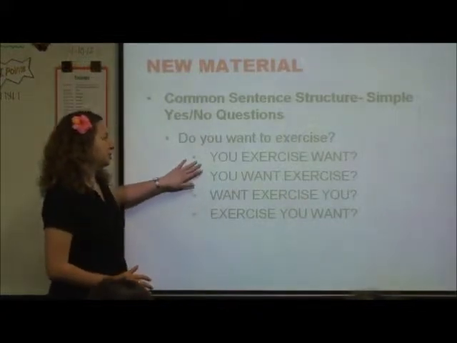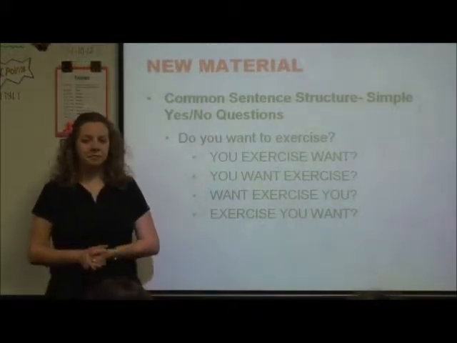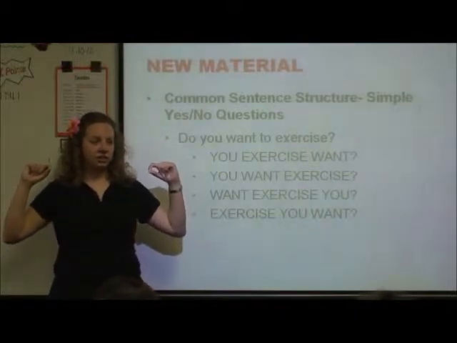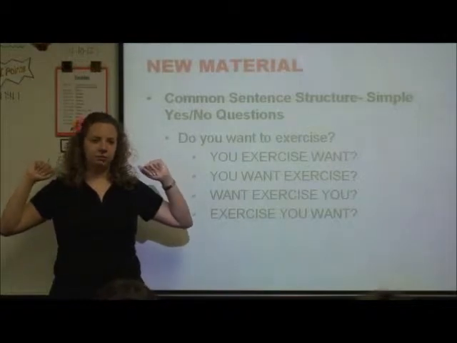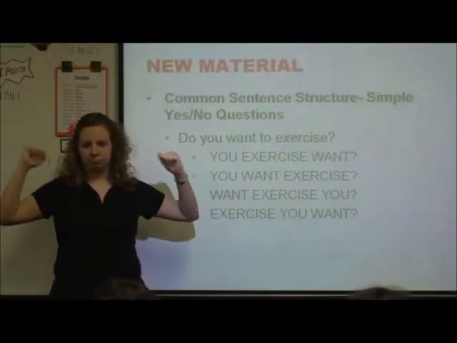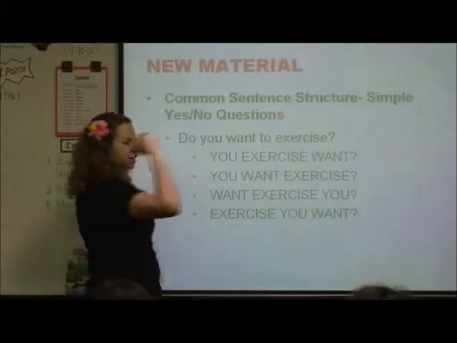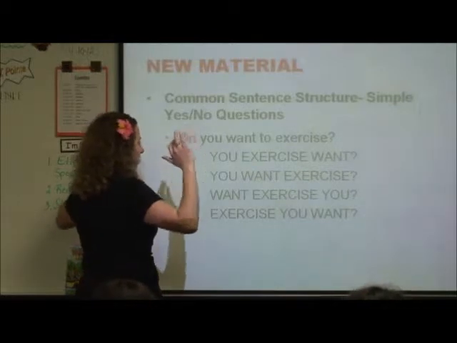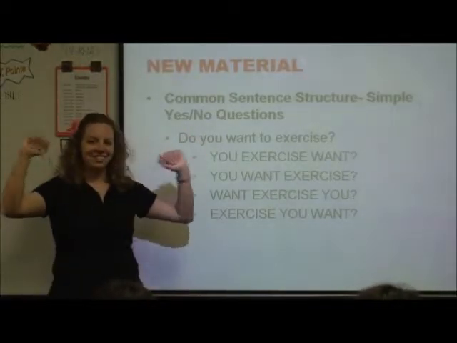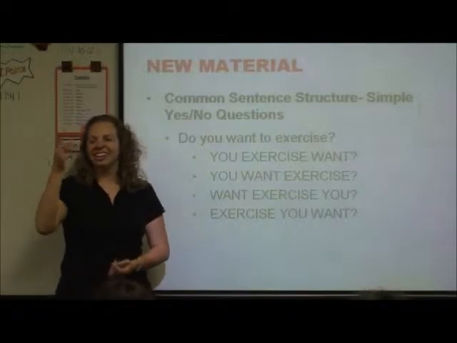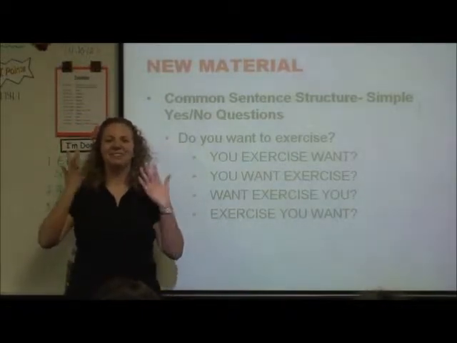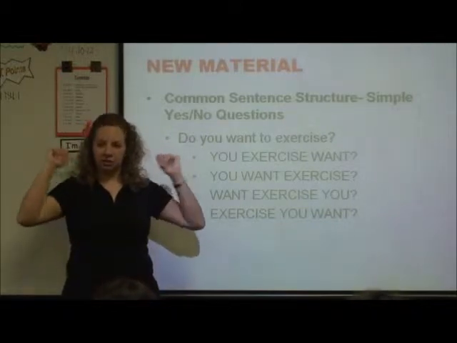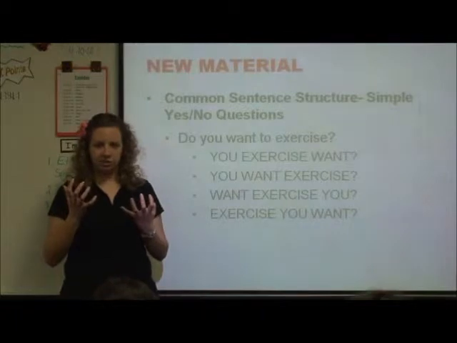Okay, so what are your four options? What's the first one? How do you sign it? Okay, so exercise, there are two ways. You can do it like this, or you can just do it with an A hand like that, like you're lifting up weights. Exercise. So it's kind of like you're pushing forward like that, like you're pushing weights, or like push-ups or something like that. Okay, so the signs are you, exercise, and want. Those are the three signs.